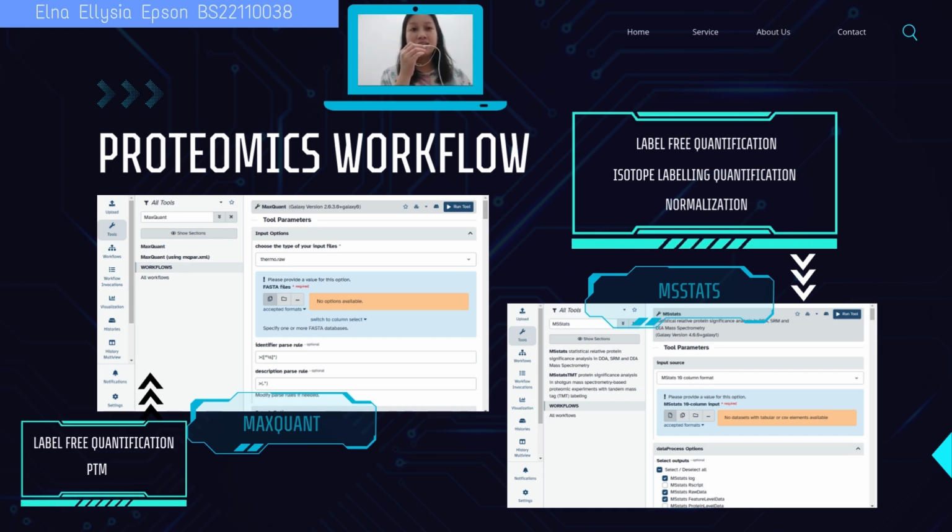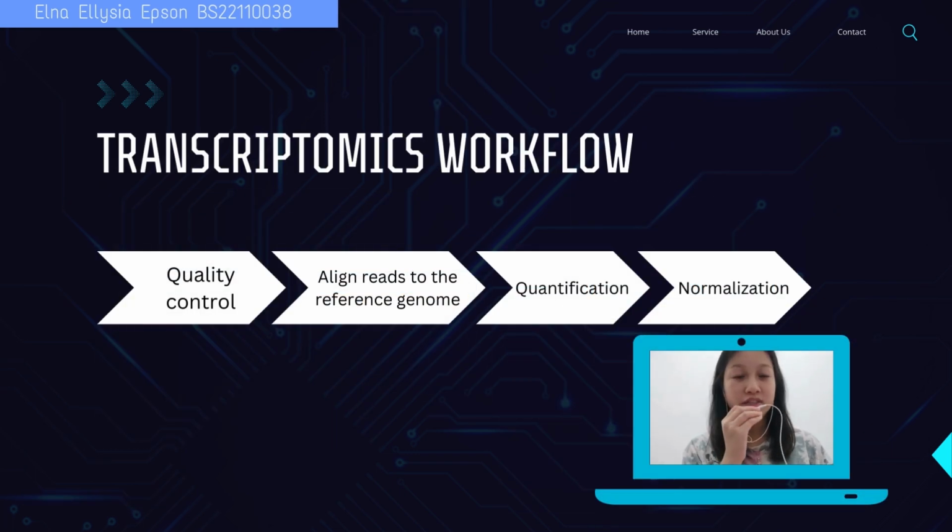And lastly, the post-translational modification analysis of the protein can be done when we want to identify modifications like phosphorylation, acetylation, or glycosylation that regulate the protein function. To do the PTM analysis, we can use the MaxQuant tool in Galaxy. Next, I will talk about the transcriptomic workflow, which involves 4 steps.